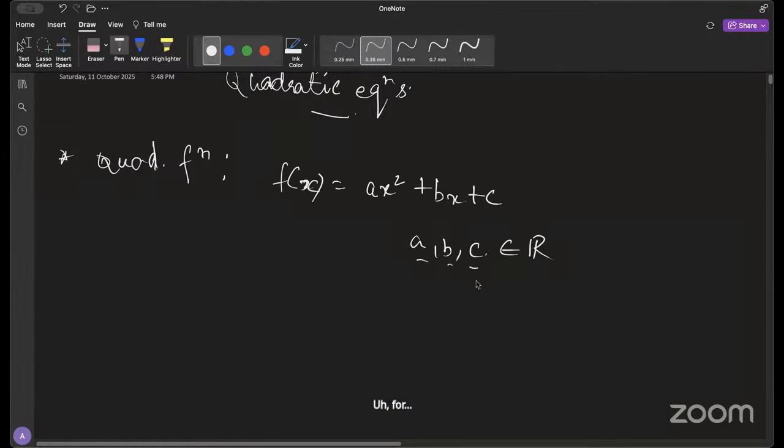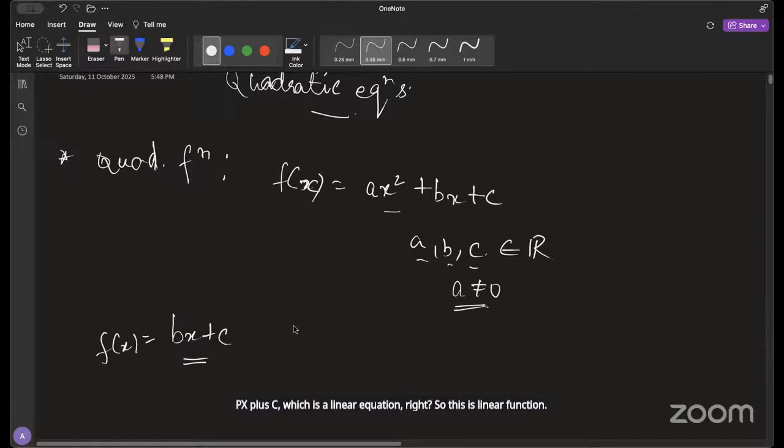And then a should not be zero. Most importantly, this should not be zero. Otherwise, this thing becomes linear. If you have a equals zero, you will get bx plus c, which is a linear equation, right? So this is a linear function.